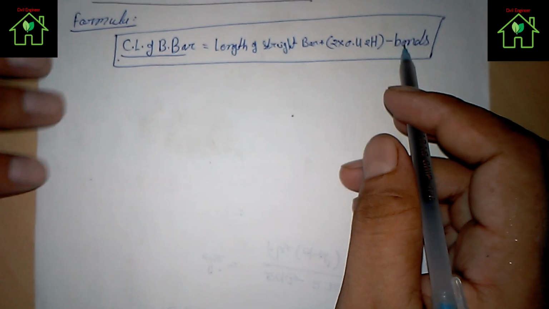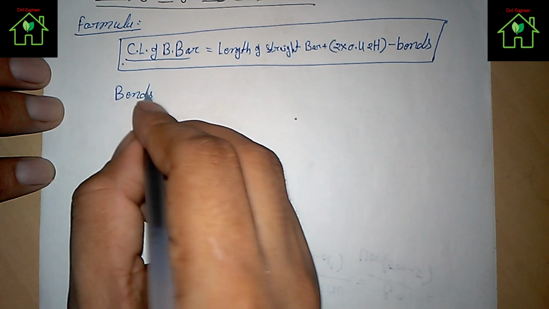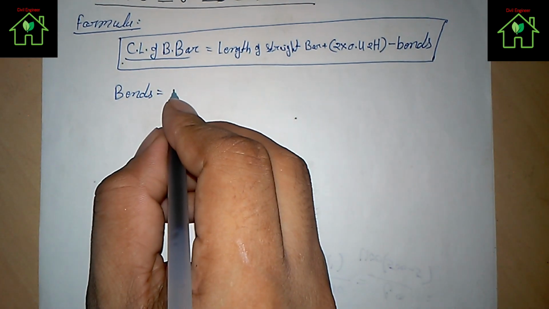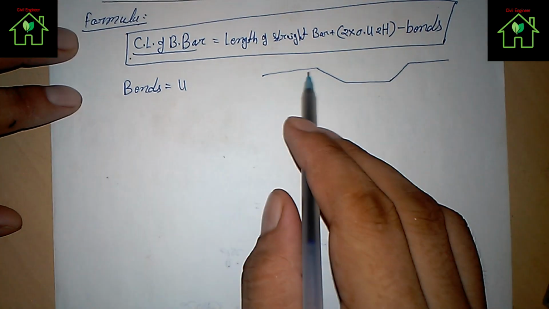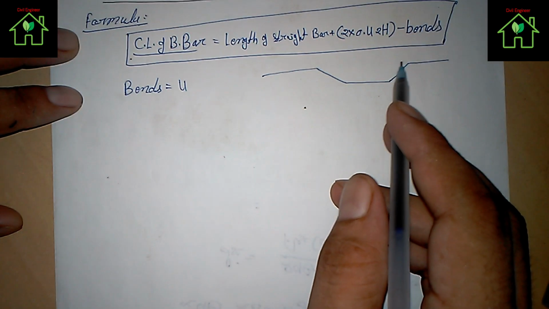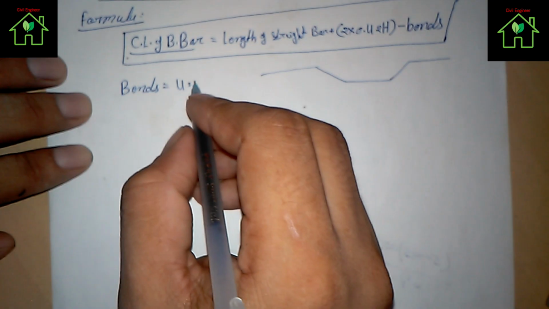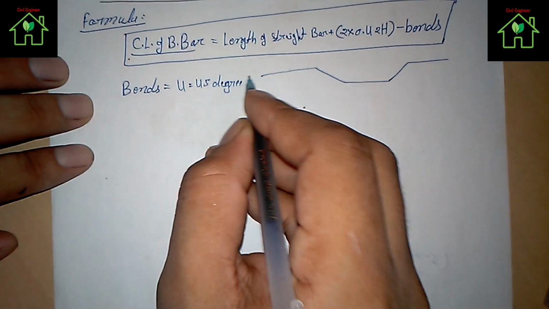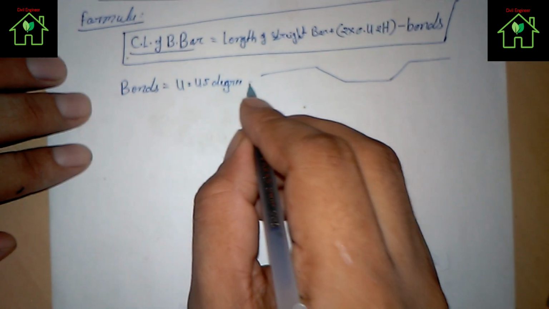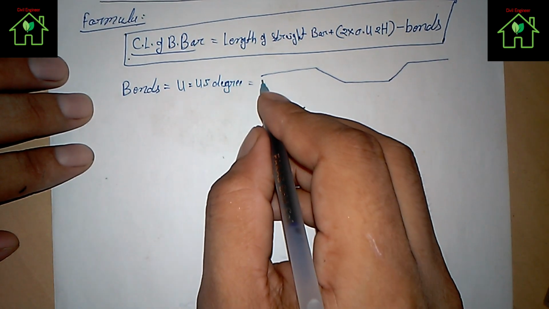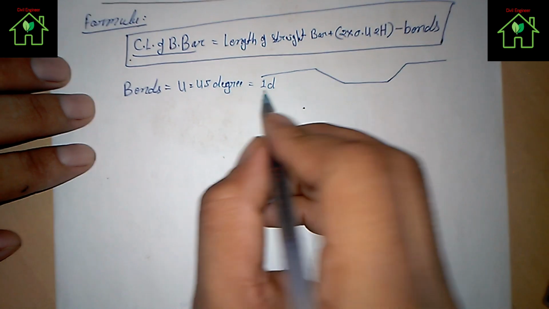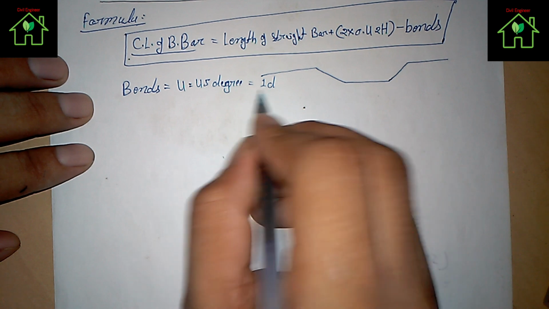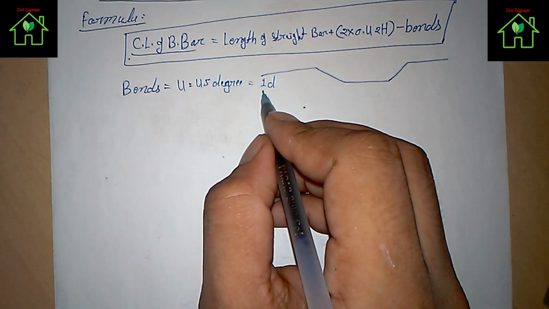So what are the bends? How many bends do we require? 4 bends: 1, 2, 3, 4. So I am writing here 4 bends. How many degrees? 45 degrees. How much will I take? 1D. This process is lengthy, I will explain it in the next video. So here I am directly writing.